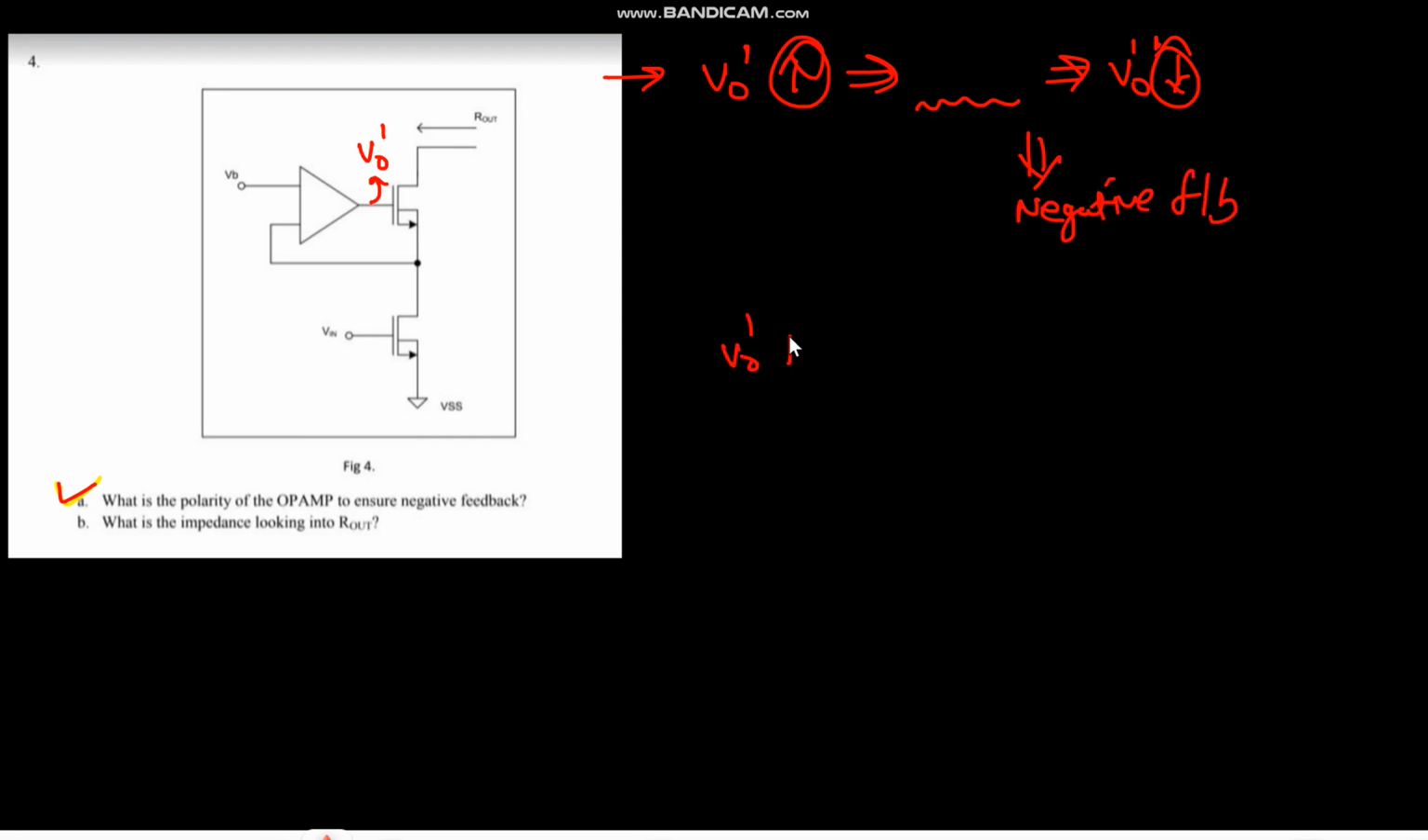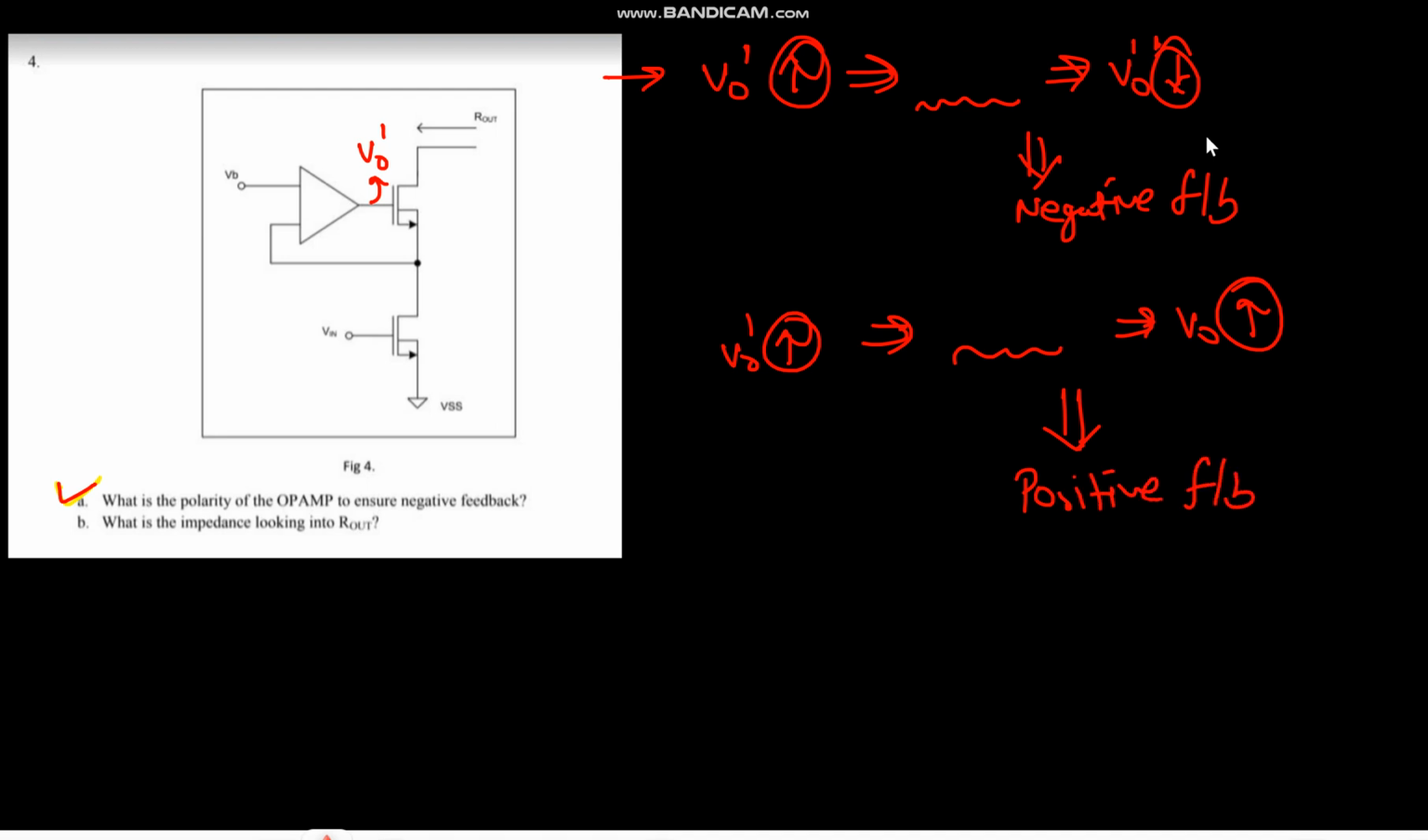If you increase your output, something happens in the circuit and your output is again increasing, so this would be an unstable system and it would be in positive feedback. This would be a stable system and this would be in negative feedback.